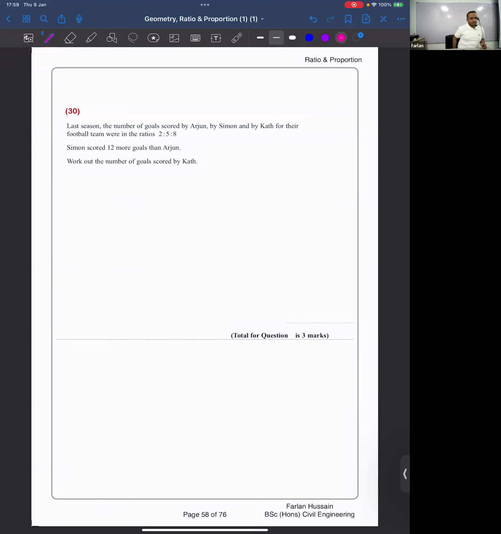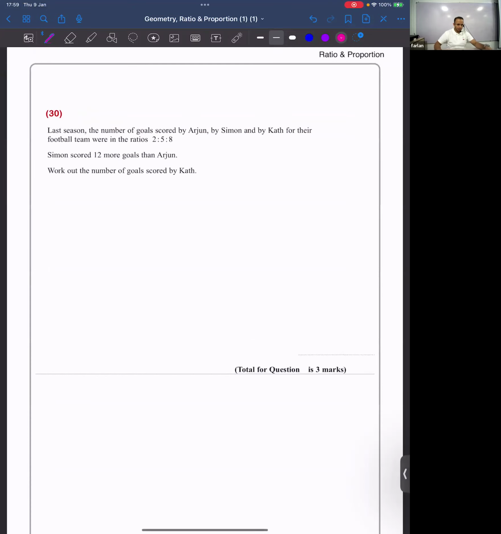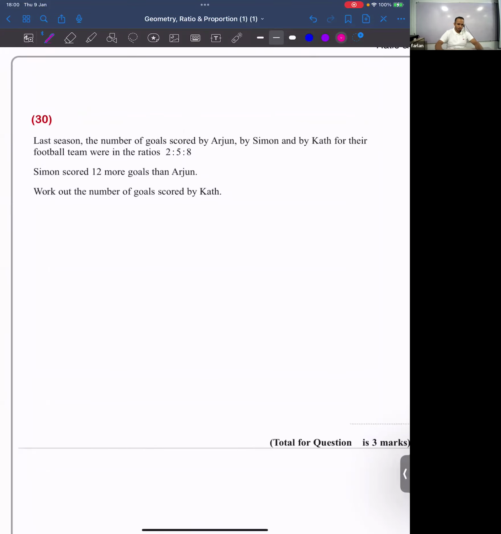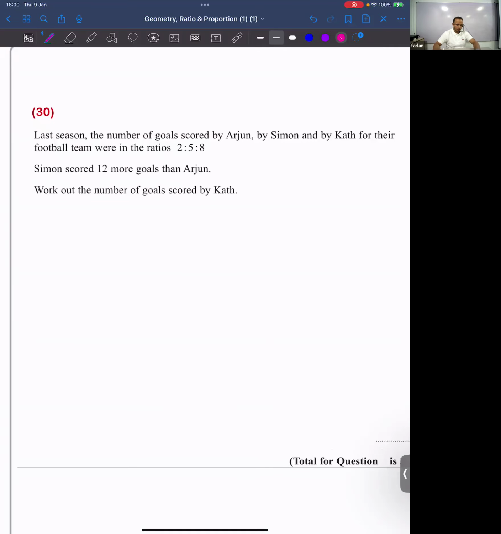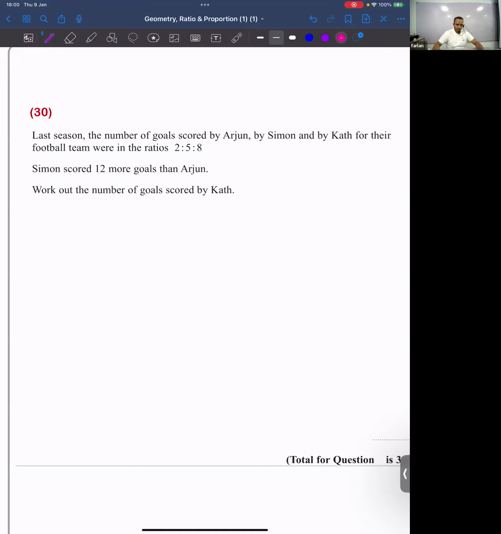Right, okay. The 30th one. Last season, the number of goals scored by Arjun, by Simon, and by Kate for their football team were in the ratio 2:5:8. Simon scored 12 more goals than Arjun. Work out the number of goals scored by Kate. Guys, I'll take the ratio. Arjun to Simon to Kate, ratio is 2:5:8.